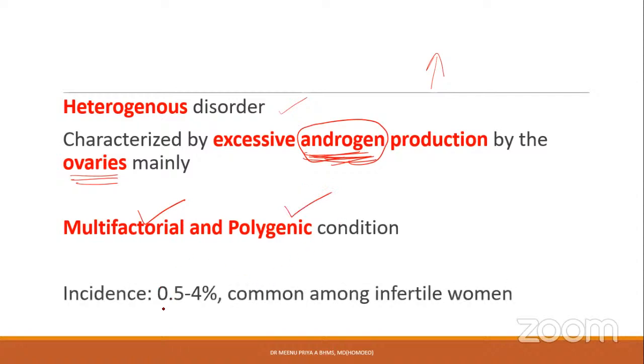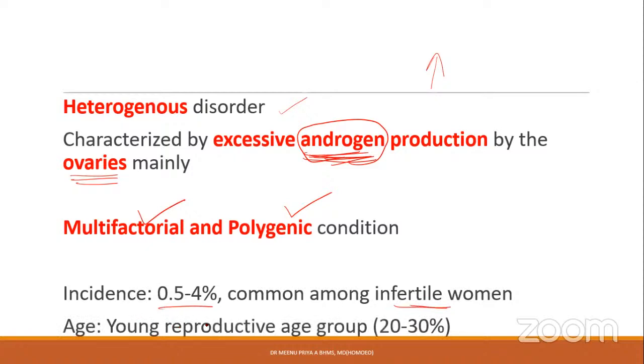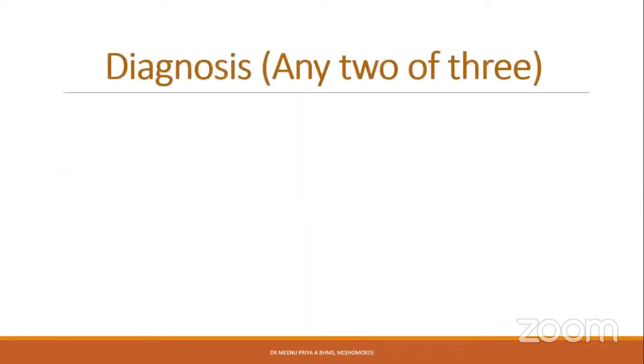Incidence is 0.5 to 4%, common among infertile women, and the age is the young reproductive age group, 20 to 30. Diagnosis, any 2 of 3. If you remember the criteria for diagnosis of PCOS, it is called the Rotterdam criteria. Very important question, asked frequently in competitive exams.